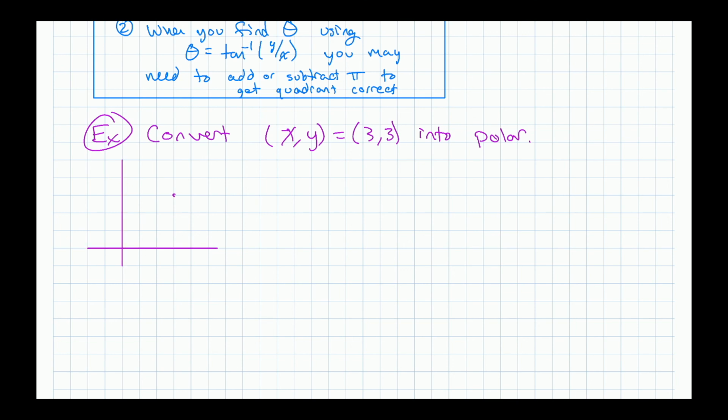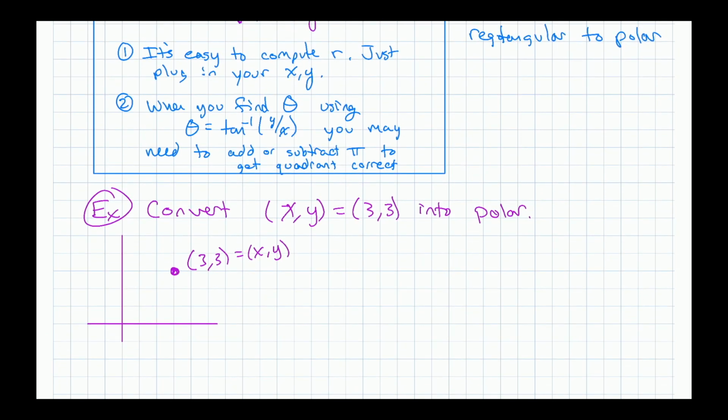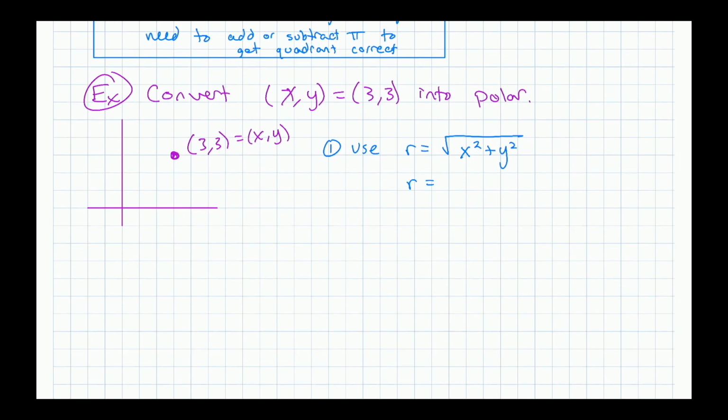Of course, we know what (3, 3) looks like. It's right here. This is (3, 3), at least that's it in Cartesian. Now we want it in polar. So you'll follow these rules here. We're going to compute the r first, using r equals the square root of x squared plus y squared. So r equals the square root of 3 squared plus 3 squared, which is the square root of 18.